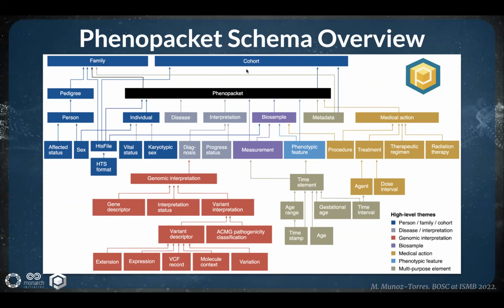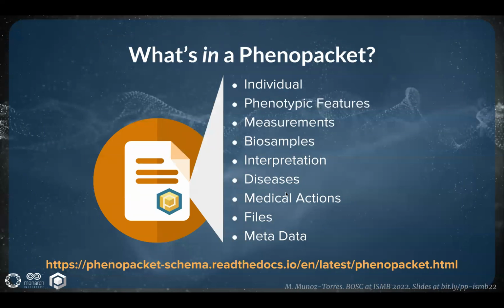The cohort describes a group of individuals that are related in some phenotypic or genotypic aspect, and a family here describes a group being investigated for a disease, such as a trio or a parent and a child. And all these colors you see represent the major themes of the elements within the schema. In this brown yellow, we see the medical actions. These are some examples of the most important Phenopacket elements.